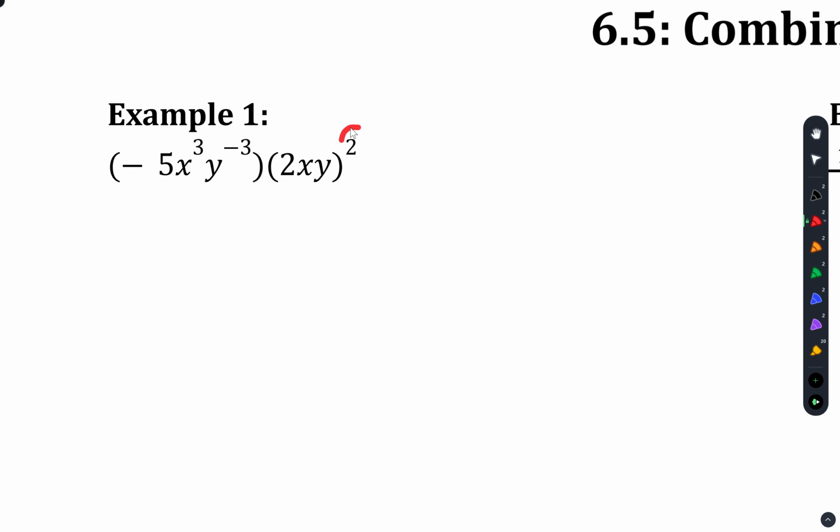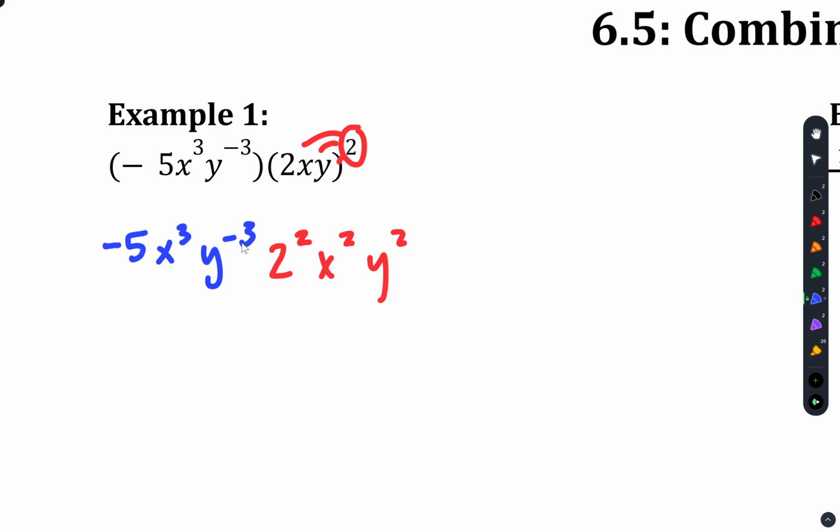Let's distribute this 2. When I have an exponent on the outside of a set of parentheses, what do I do to that exponent? Just distributing it. We're multiplying it if there's already exponents on the inside. So this is like 2 to the second, x to the second, y to the second. Let's drop everything else down. Fantastic. We did our first step.